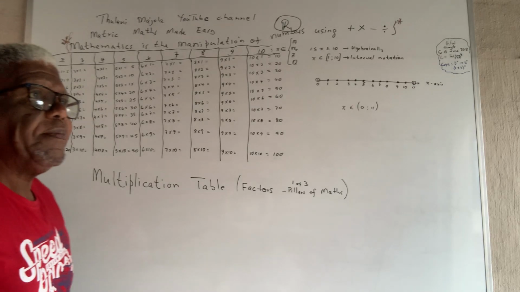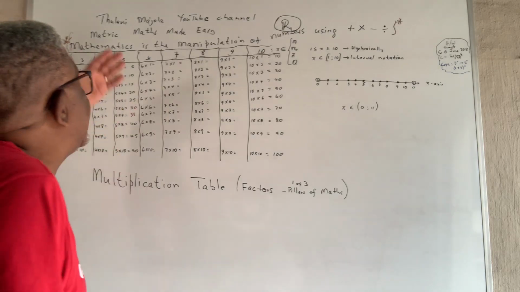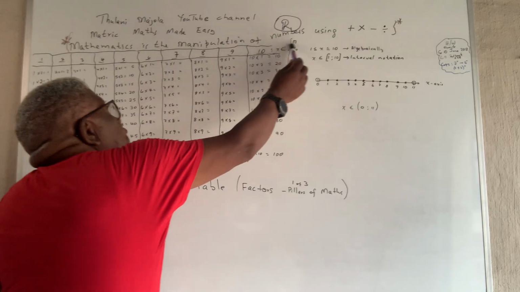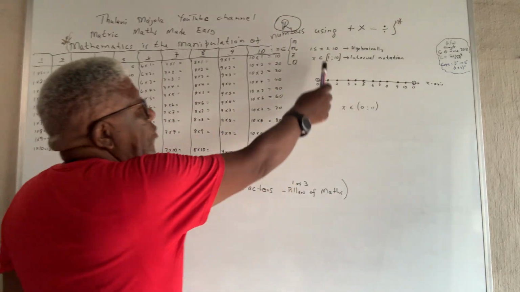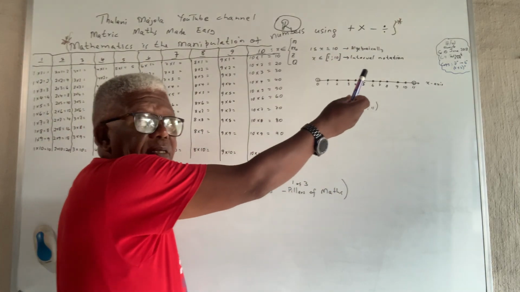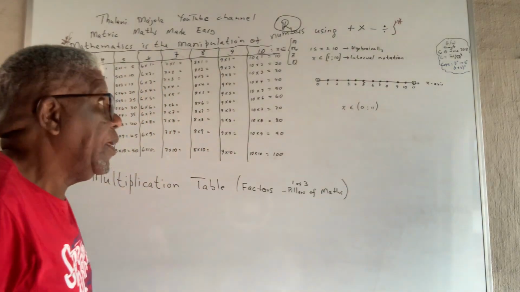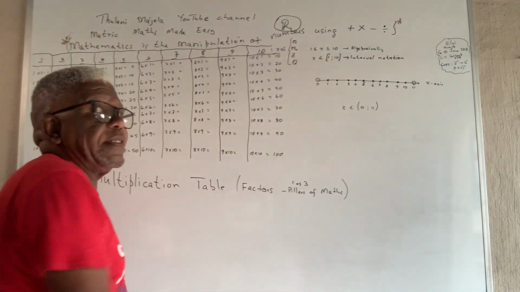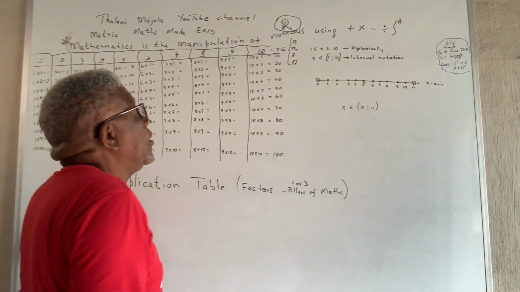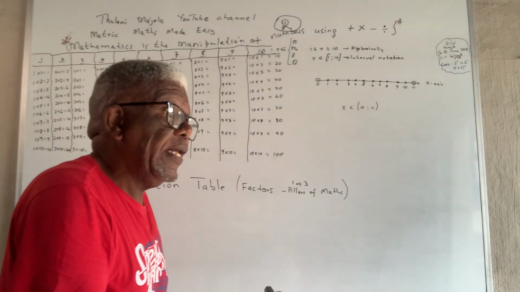So what is mathematics? Mathematics is the study of the manipulation of real numbers using the arithmetic operations: addition, multiplication, subtraction, and division. So we need to know the real numbers, which I've dealt with in my previous videos. Now we're moving on to the generalization.